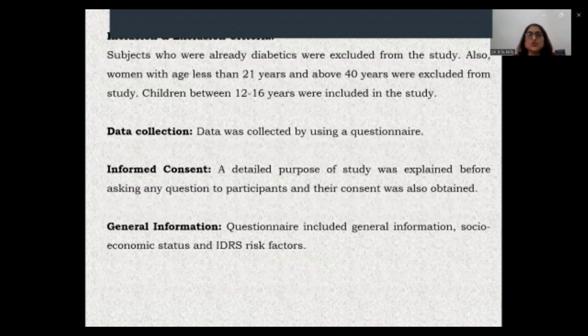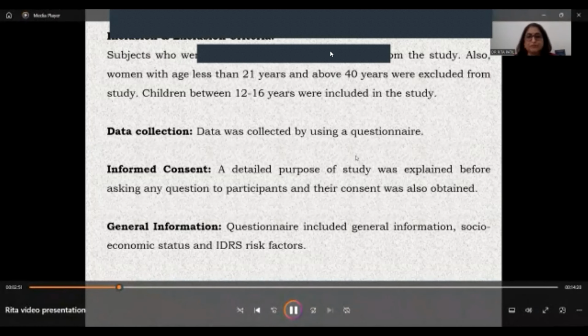The inclusion and exclusion criteria were that those who were already diabetics were excluded, and women less than 21 years or above 40 years were excluded, and only 12 to 16-year-old children were included in the study. We used a questionnaire. The detailed purpose of the study was explained to them, and formal consent was obtained. The questionnaire included general information, socioeconomic status, and the IDRS risk score.